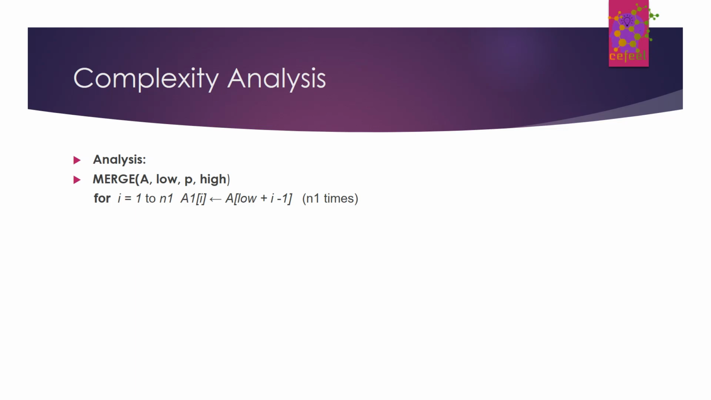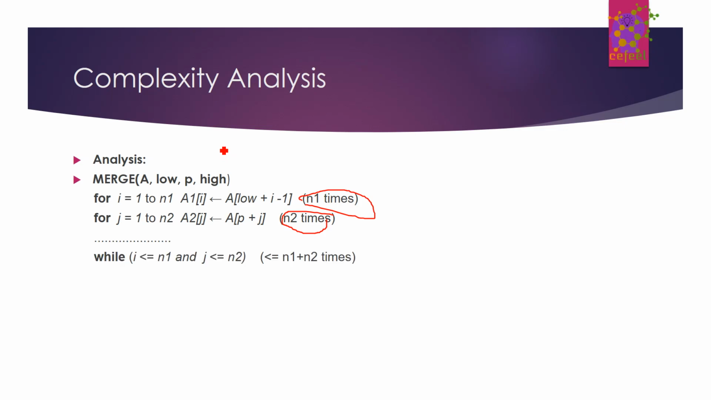So if you remember, the first part of the merge involved just copying the values from the original array A to subarrays A1 and A2. And they were exactly copying almost half the elements. So the first one actually copies n1 elements, and the second one is n2 elements, and in fact n1 and n2 were almost the same, or they would just vary by 1.